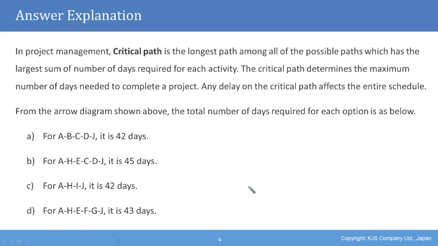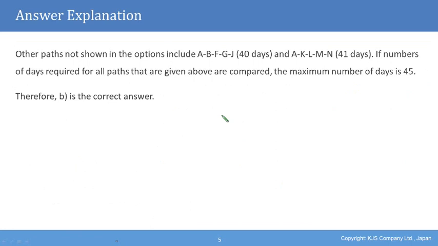So we see that out of the options that we were given, path B was the longest with 45 days. Of course, there were many more options that you could include. For example, A, B, F, G, J, or A, K, L, M, N, both of which have fewer days than 45. Out of the options that we had, the path with the maximum number of days was 45. Therefore, B is the correct answer.